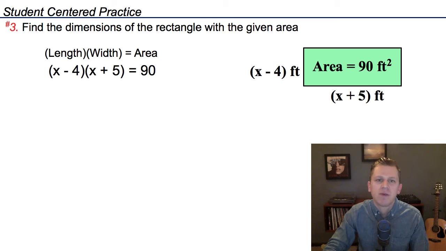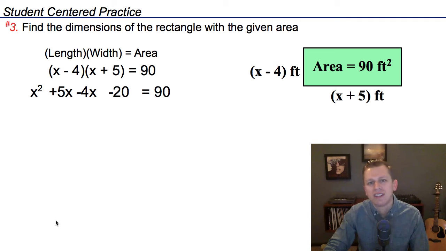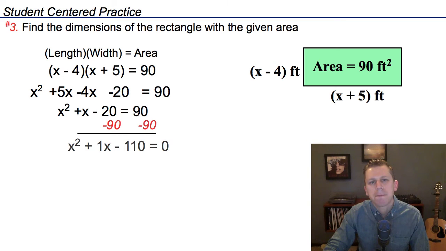Next step is to FOIL, or double distribute, the left-hand side of this equation. You'll get a result of x squared plus 5x minus 4x minus 20 equals 90. Combine the like terms. Subtract 90 from both sides so that this equation equals 0. Now we need to factor.